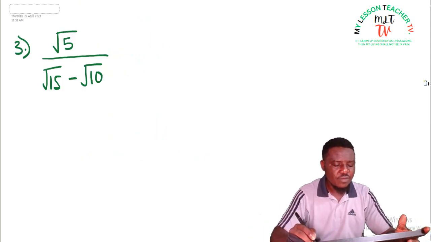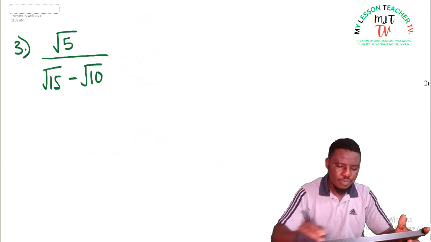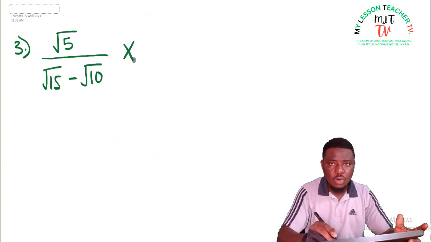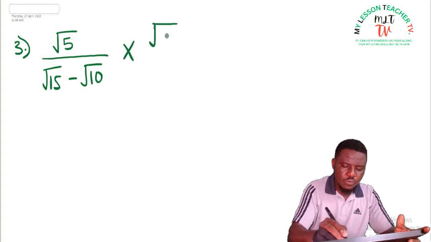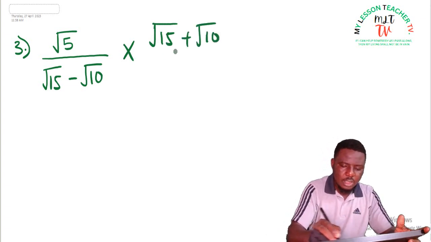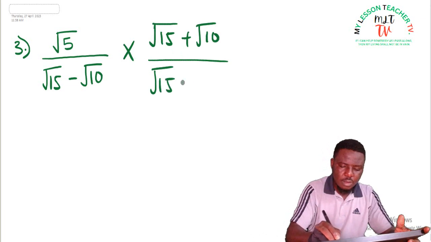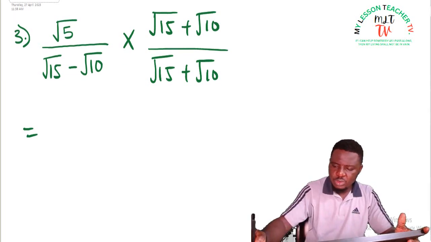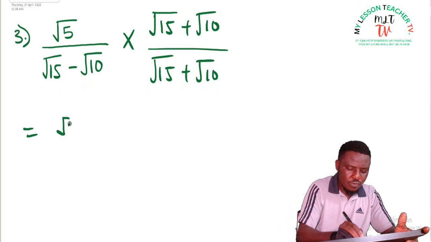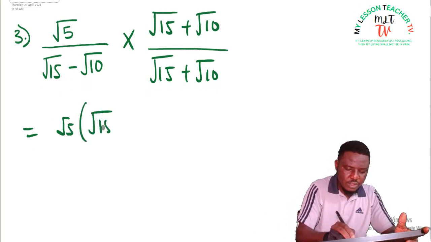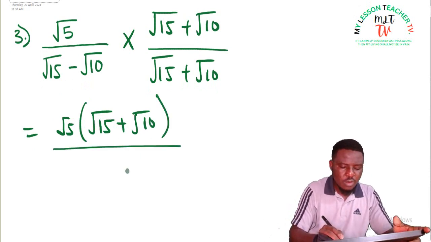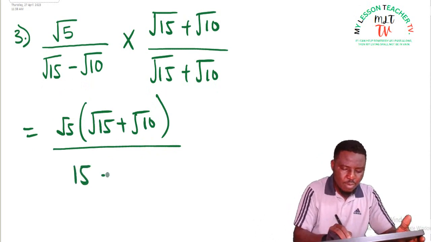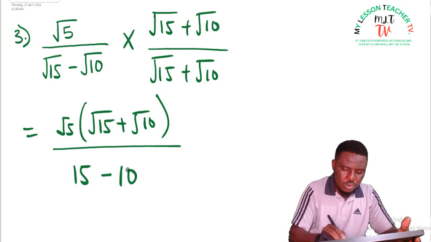Question 3, we have root 5 divided by root 15 minus root 10. You multiply both the numerator and denominator by the conjugate of the denominator. And the conjugate of root 15 minus root 10 is root 15 plus root 10. So this becomes divided by root 15 plus root 10. When you multiply out the numerators and denominators, you simplify. This gives us root 5 into root 15 plus root 10. And for the denominator, you apply the difference of two squares. Root 15 squared will give you 15, minus root 10 squared will give you 10.